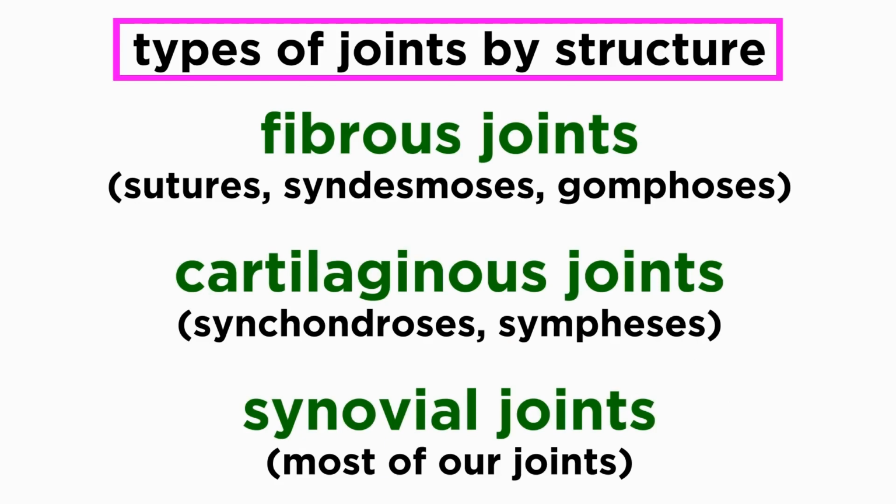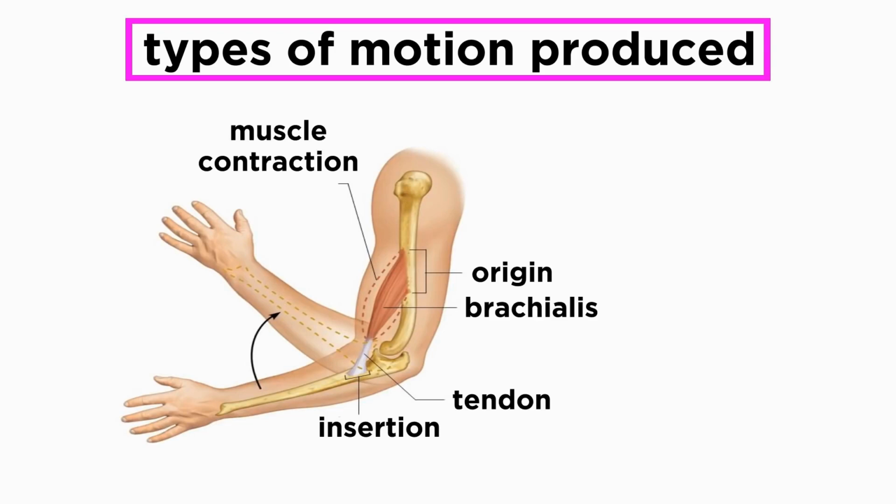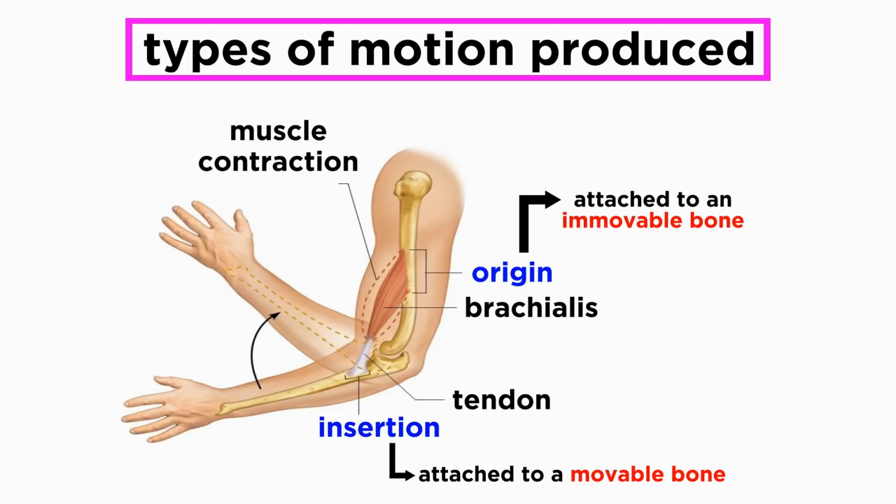Now that we know about the types of joints and their structural features, let's learn about the terminology that refers to the types of motion they allow. Muscles, which we will discuss next, have an origin attached to an immovable bone and an insertion attached to a movable bone. When muscles contract around joints, we get movement, and we can describe this motion by referencing certain lines or axes, as well as certain planes of space.